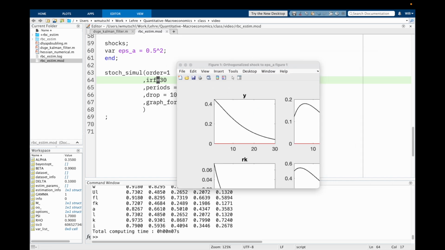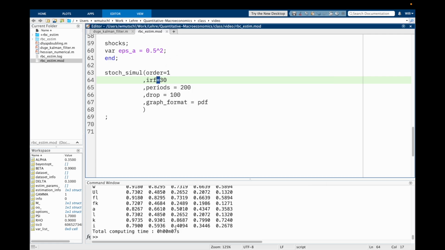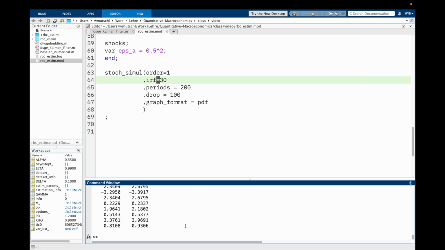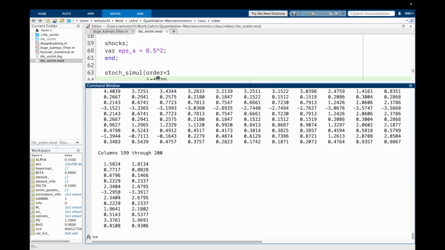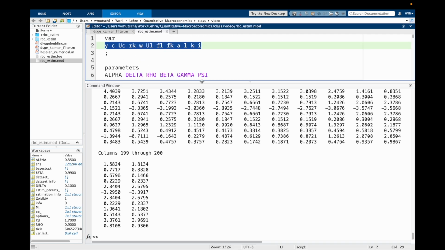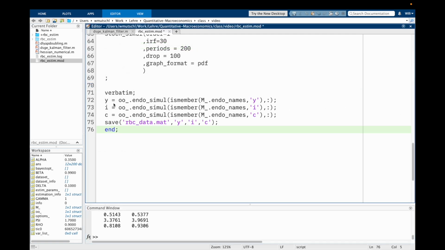Great. And I get simulated data, and the simulated data is stored in oo_.endo_simul. The columns are time periods and the rows are the variables in the way you declared them in the var block. So let's say I want to store the data for output, consumption, and maybe investment. So I need to get the first, second, and last row. Now, since this is poor MATLAB code, I'm gonna put this into a verbatim block so Dynare does not try to interpret these dots and so on. And I'm gonna save that in RBC data.